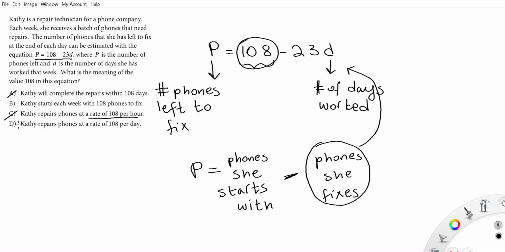And choice D says, Kathy repairs phones at a rate of 108 per day. And again, 108 is not a rate, it is a constant number. This is a rate. 23D is a rate. 108 is a constant. And it is the constant that defines the number of phones she starts with every week.